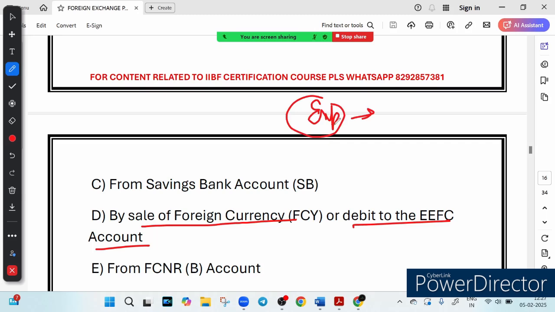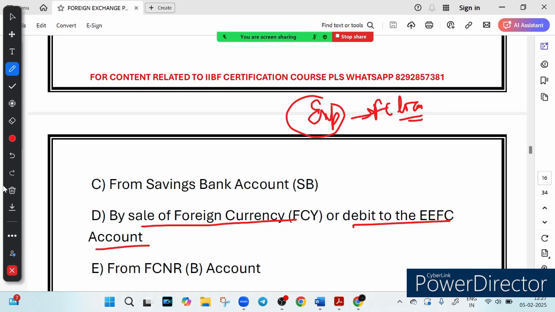And you have a foreign currency loan. You have taken a foreign currency loan for your shipment. When the loan interest is due, the interest amount is collected by converting the foreign currency you have earned. Since you have exported, you will get foreign currency. So either that foreign currency will be converted, or it will be deducted from the EEFC account, exchange under foreign currency account.